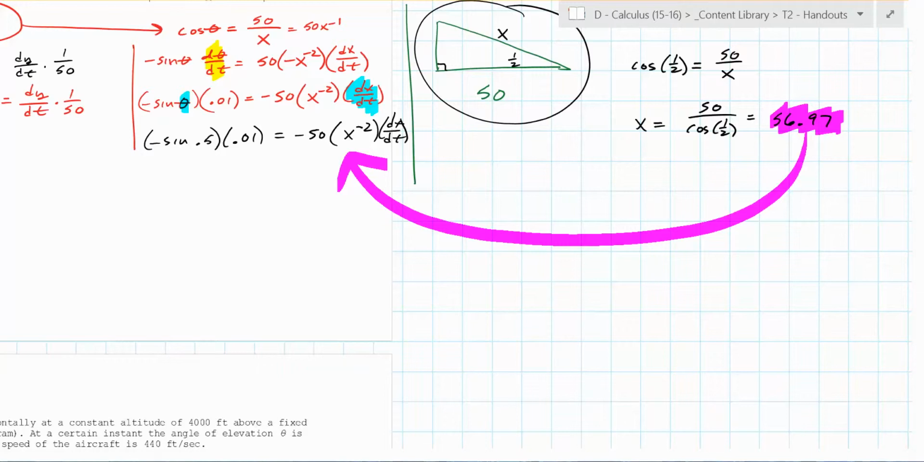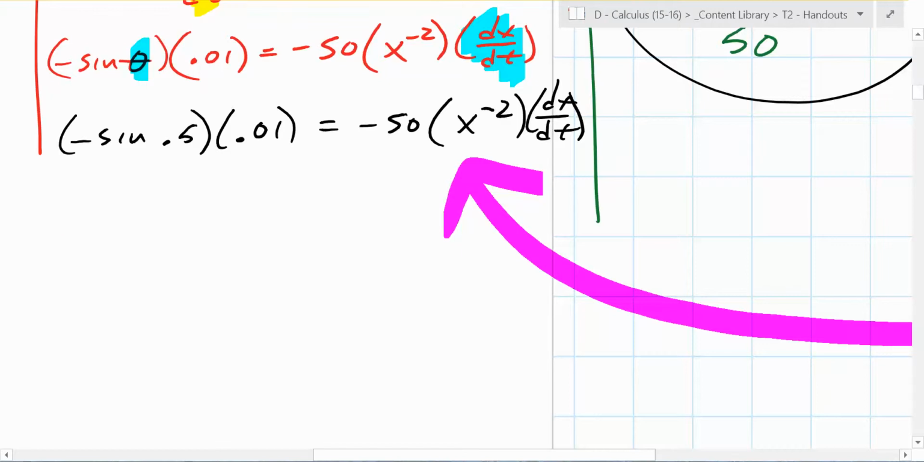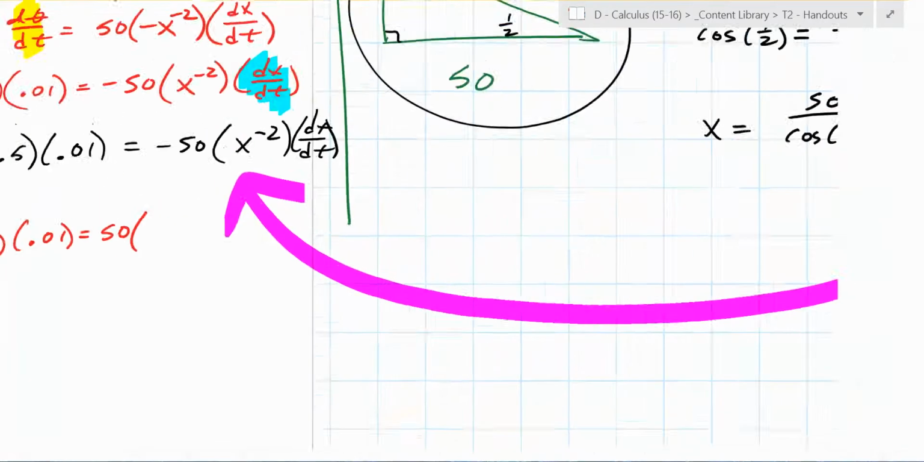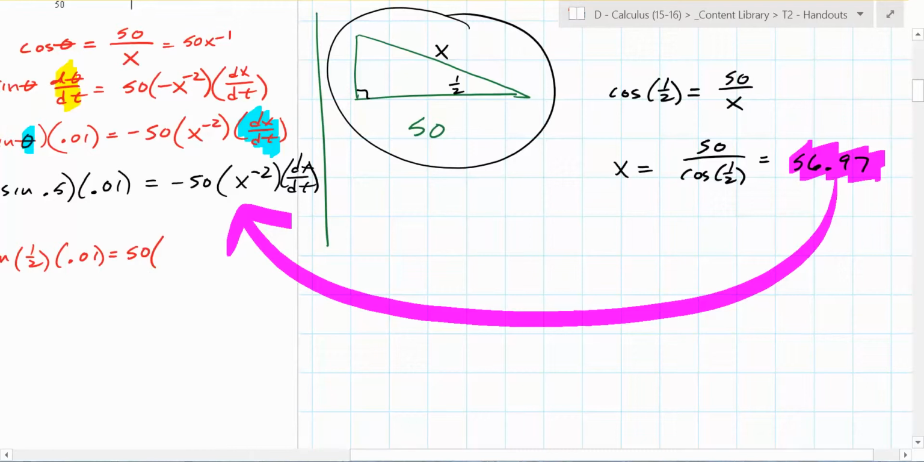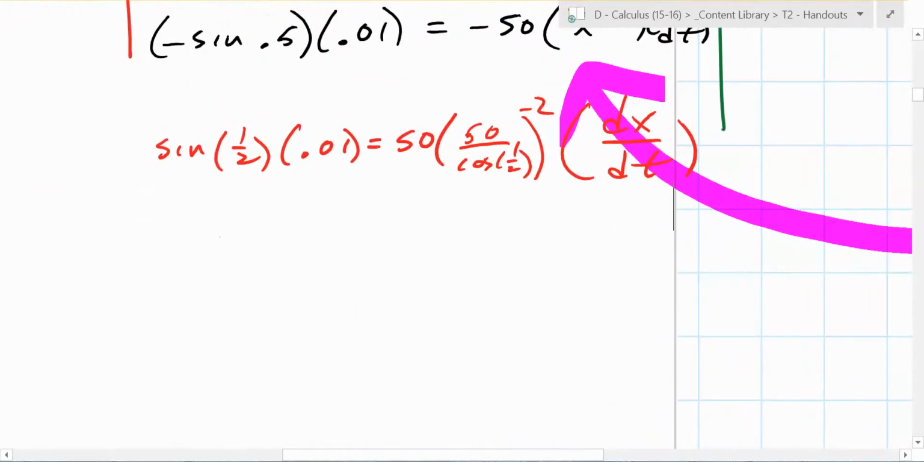So what do we have here? Is it negative here? So could we make it positive on both sides? Yeah, so what do we have here? Sine 1/2 times 0.01 is equal to 50 times, what was the actual value of x right here? 50 over cosine of 1/2, right? So we have 50 over cosine of 1/2 to the what power? -2 times dx dt. So could you use your calculator at this point and figure this all out?